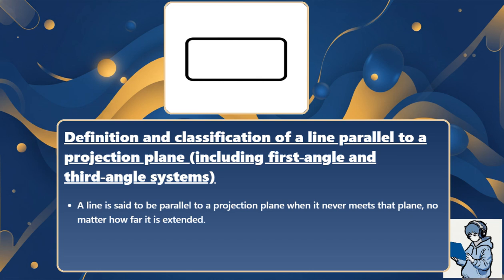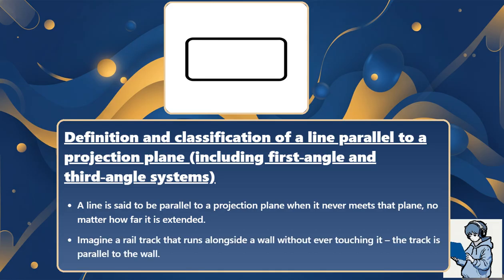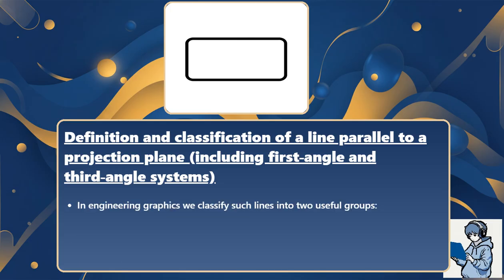A line is said to be parallel to a projection plane when it never meets that plane, no matter how far it is extended. Imagine a rail track that runs alongside a wall without ever touching it. The track is parallel to the wall. In engineering graphics, we classify such lines into two useful groups.